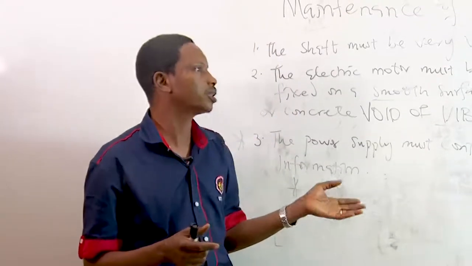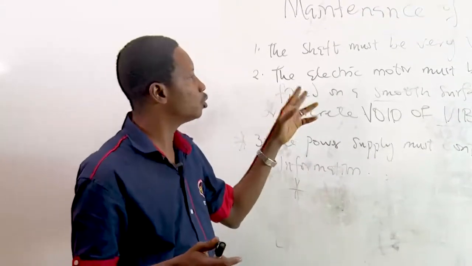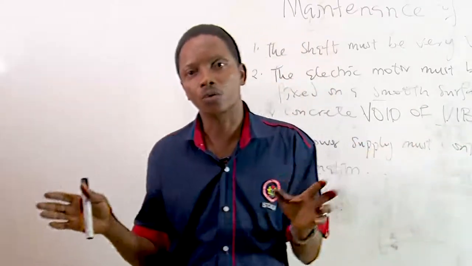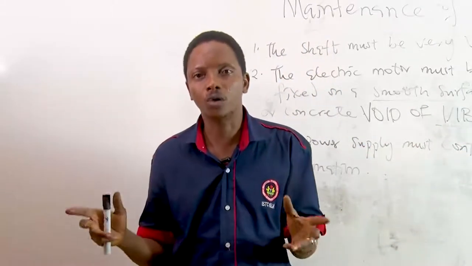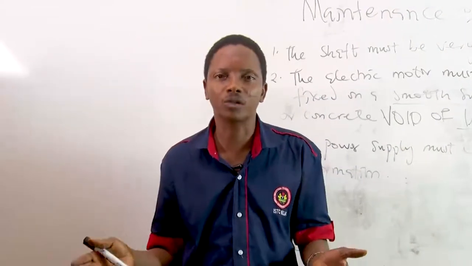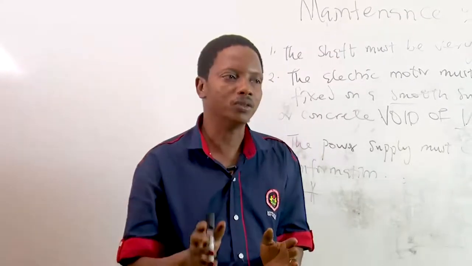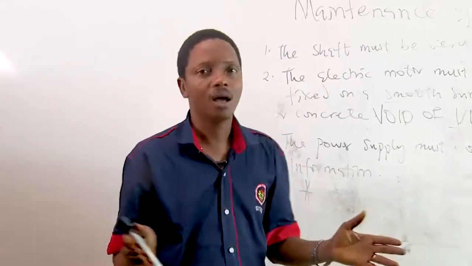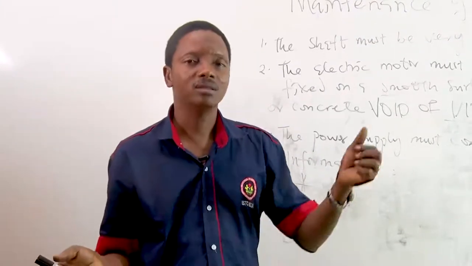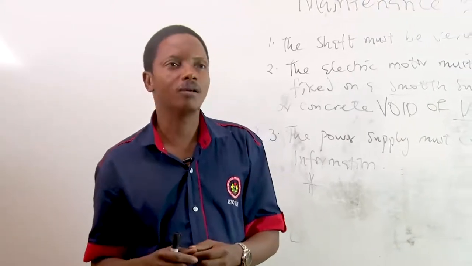I also mentioned types of synchronous motor, and I focus on the induction motor, the construction, the major two parts, which are what? The rotor and the stator. The stator is the stationary part of the electric motor, and the rotor is the rotating part of the electric motor. From there, we talk about the connection of electric motor, which are star connection and delta connection.